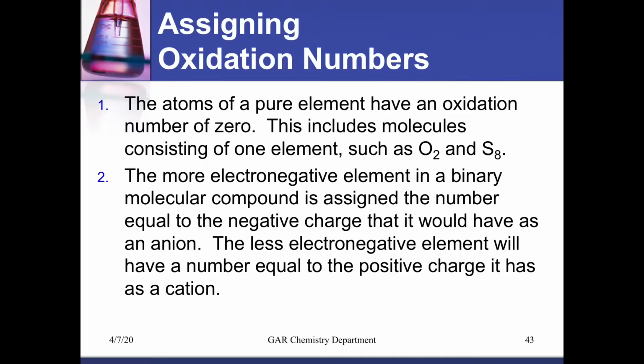Now, there are a couple of simple rules to follow. There are actually 7 rules. The first rule is that atoms of an element that are pure, that are by themselves, always have an oxidation number of 0. That's kind of like saying that when atoms are in a compound with other atoms of the same element, they have no charge because they evenly share the electrons. The electrons don't gravitate towards one side or the other, so there's no partial charge. So any element that's by itself has an oxidation number of 0, and any element that's only with other atoms of the same element has an oxidation number of 0.